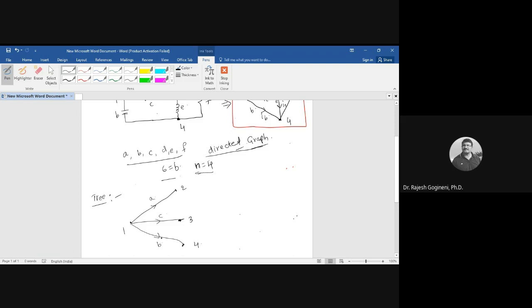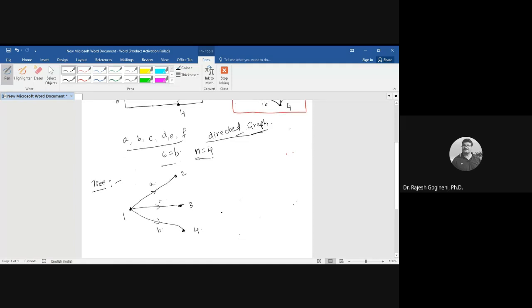Right? All the nodes are there. Whatever nodes are present in the original graph are there, that means 1, 2, 3, and 4. But there should not be any closed path. Is there any closed path in this one? There is no closed path. So this is called a tree of the graph.